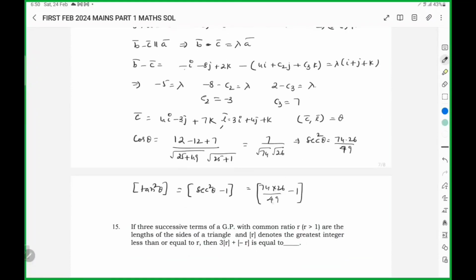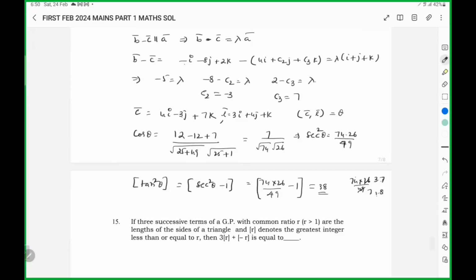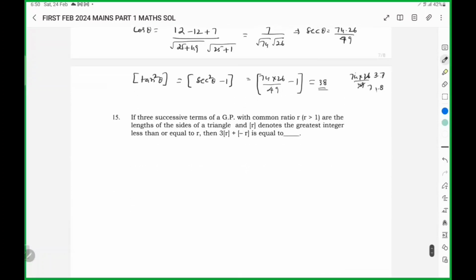So if you do rough calculations, 7 sevens, and here it is 26, 21, 3.7 something. So it is roughly 3.5, which means 2 times 1.8. If it is 2, it is 37. So slightly greater than 38. So we get the required answer as 38.